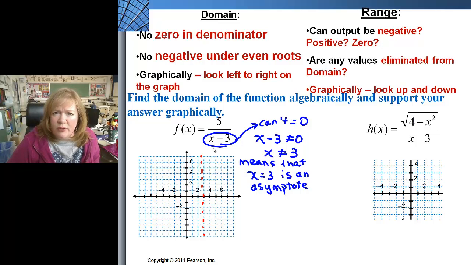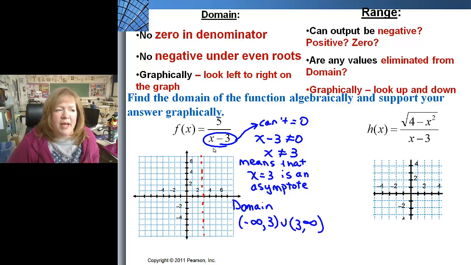Since that's the only value eliminated from the domain, I'll say that the domain is everything except 3. In interval notation, I'll put negative infinity to 3 with a round parenthesis around the 3, union 3 to positive infinity. That's the domain. If I go ahead and graph that function, this is what it's going to look like. That's what a rational function looks like. Later, we'll go in, and I know it didn't ask you, but it can never equal zero.